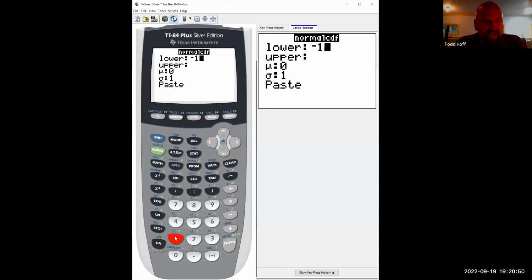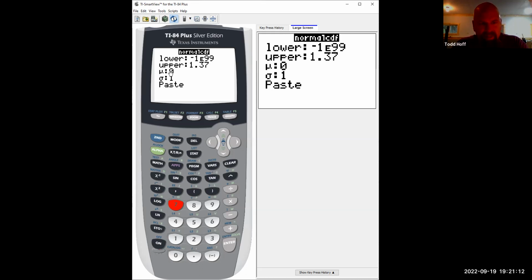Now, EE is not the letter E. It is scientific notation. You see here above the comma, there's an EE. That's what we want. So second, EE. That means engineering expression or scientific expression. You're going to put 99 in there. That is negative infinity. The upper bound is 1.37.